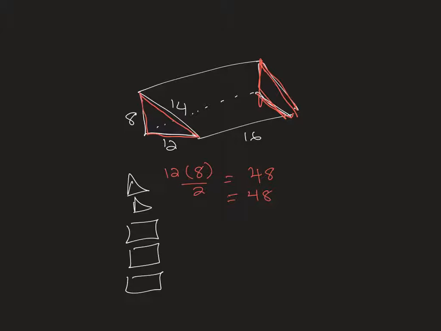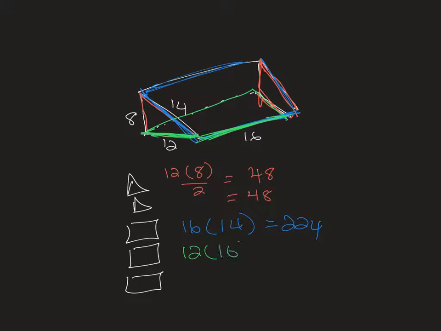Right, now we're going to look at the 3 rectangles. So this one on the right side has a base of 16 and a height of 14. So I'm going to say 16 times 14, which gives us 224. The bottom rectangle would be 12, and then the length is 16. So we have 12 by 16, and that would give us an area of 192.